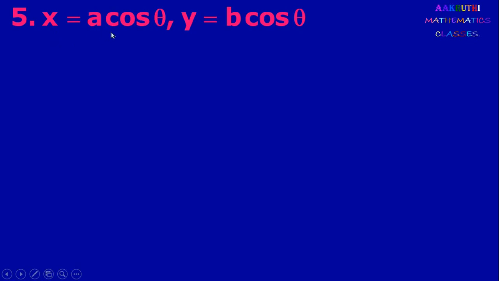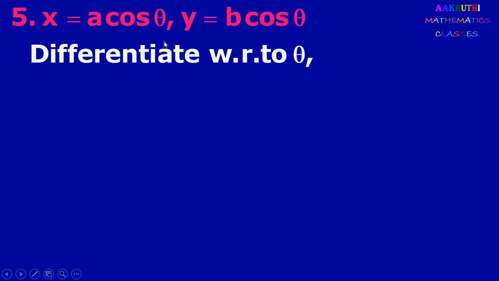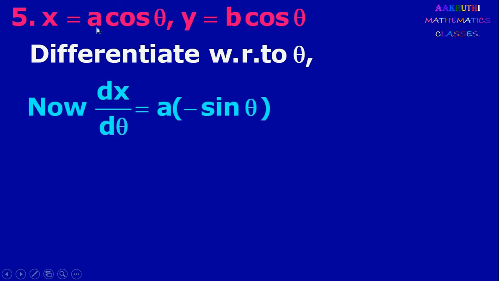Next question, x equal to a cos theta and y equal to b cos theta. Now here x and y are expressed in terms of theta. So therefore theta is the parameter. You have to differentiate with respect to theta. So differentiate with respect to theta, we get dx by d theta. So dx by d theta: a is constant, cos theta differentiation is minus sin theta. So it is a into minus sin theta.